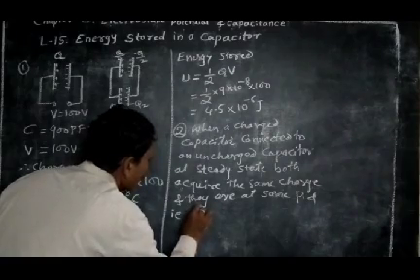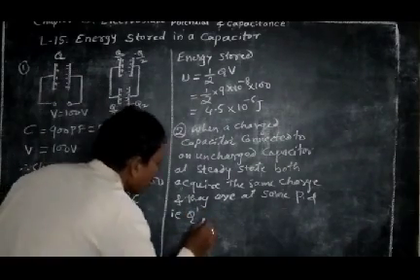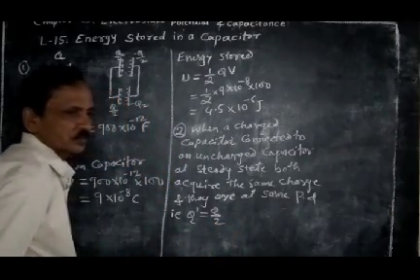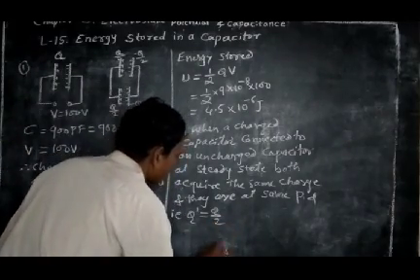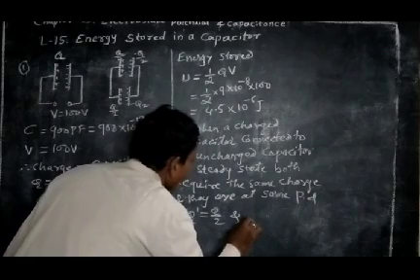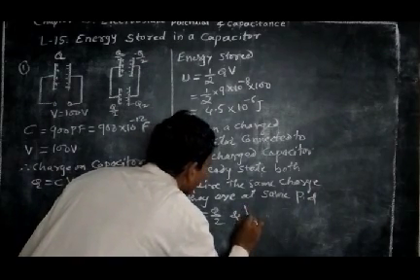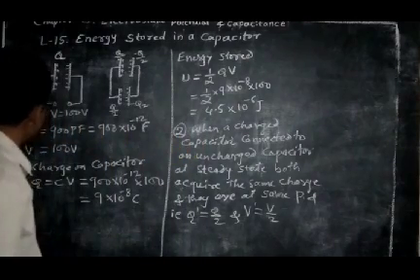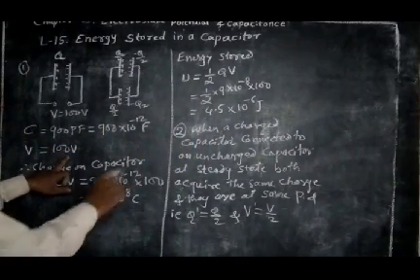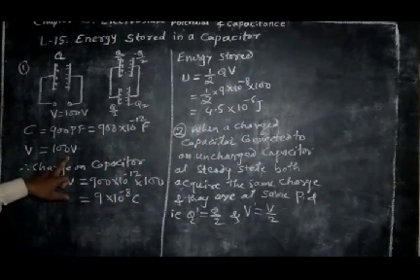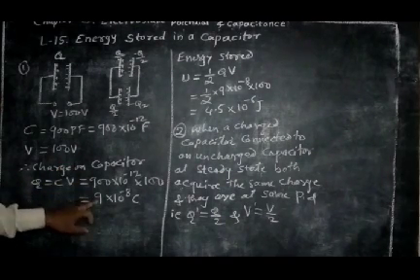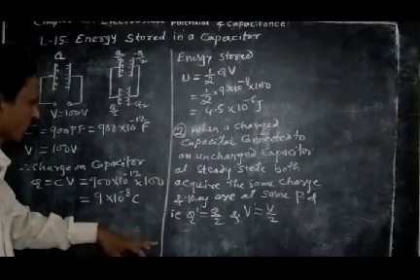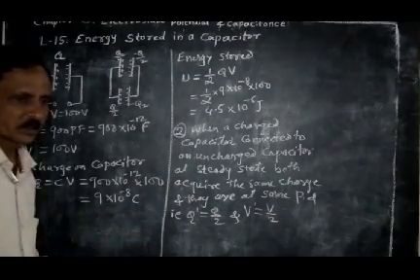That is, with a new charge Q dash equal to Q upon 2, and phi dash is equal to phi by 2. Here phi is 100, so phi dash equal to 50 volt. Q is 9 into 10 raised to minus 8 coulomb. Therefore, Q dash equal to 4.5 into 10 raised to minus 8 coulomb.